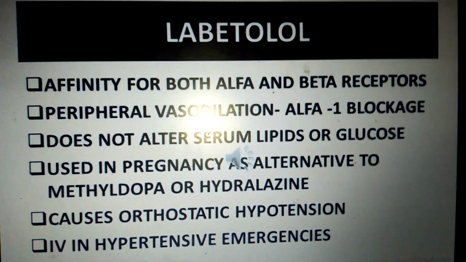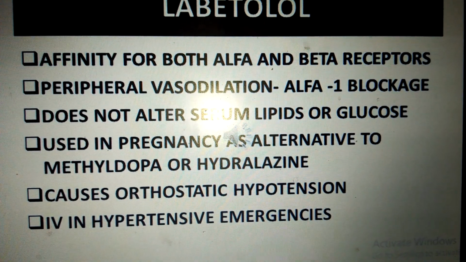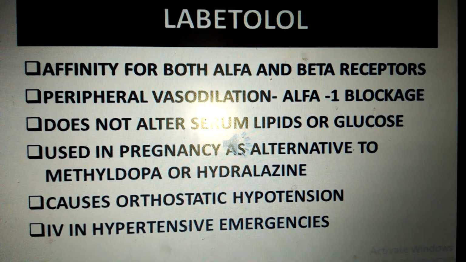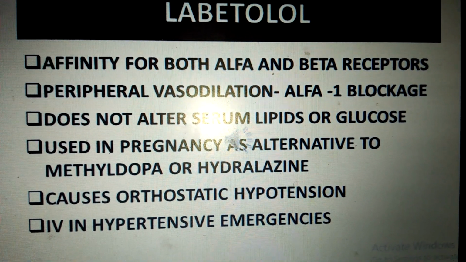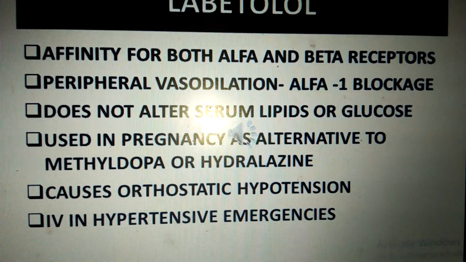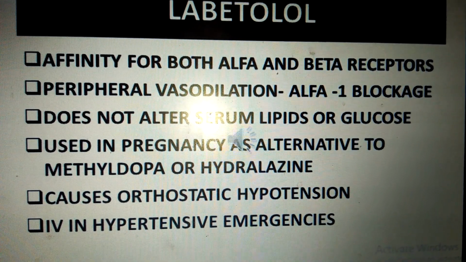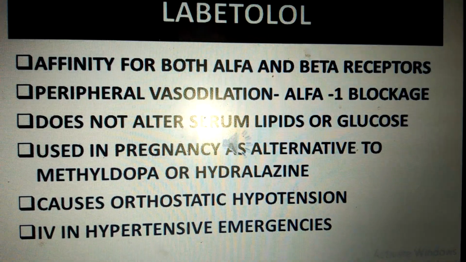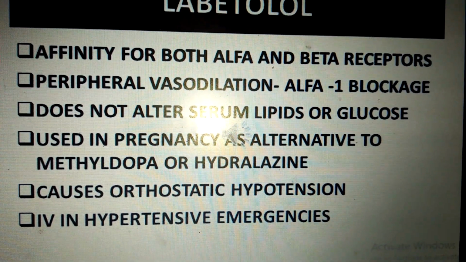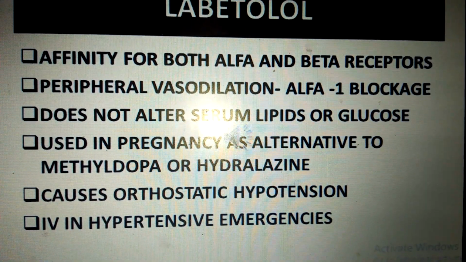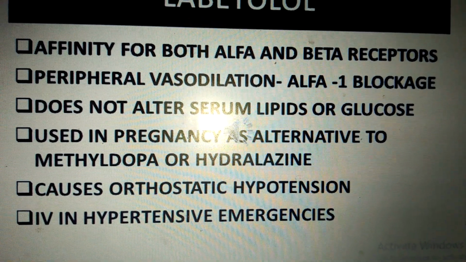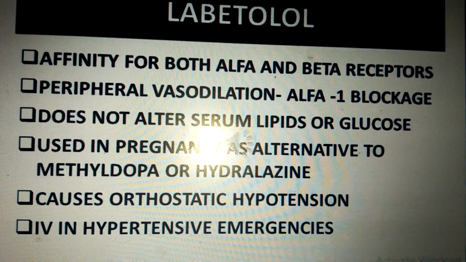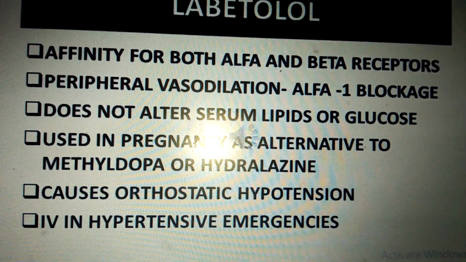Now, labetalol is also quite important. You should know these important pharmacological properties of labetalol. It has affinity for both alpha and beta receptors. So it is also going to decrease peripheral vascular resistance by blocking alpha receptors. So they are non-selective alpha and beta receptor blocking agents. They do not alter serum lipids or glucose. The fourth point is very important. These drugs are used in pregnancy as an alternative to methyldopa or hydralazine.